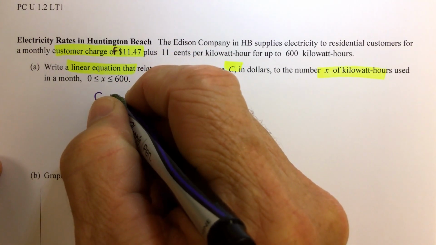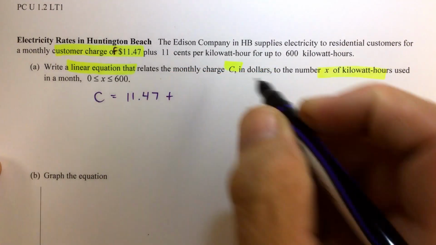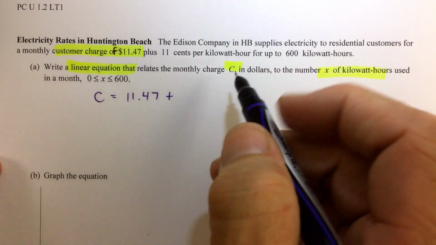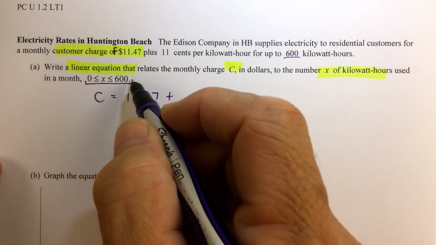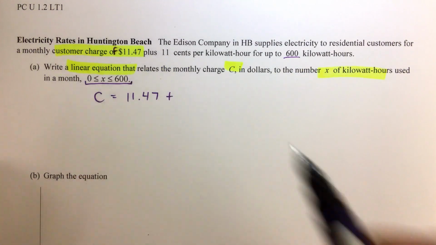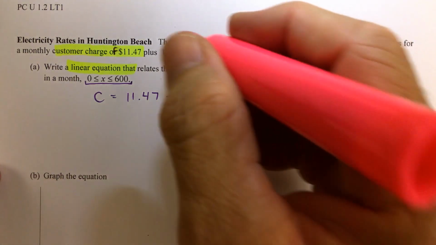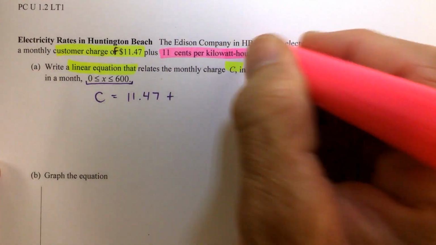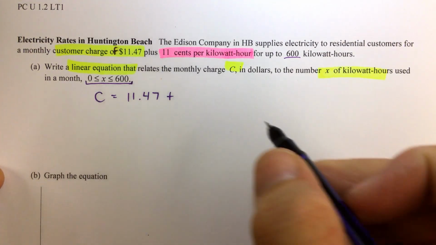So we're being charged that flat rate, so we can put that in right now. The monthly charge C is equal to 11.47 plus something. It says plus 11 cents per kilowatt hour, up to 600 kilowatt hours. And so it gives us a range, a domain, for the values of x, the number of kilowatt hours we're going to be charged for. The main thing to identify here is that we're being charged 11 cents per kilowatt hour used. So what does that mean? We could just put 11 right there, and the answer is no.